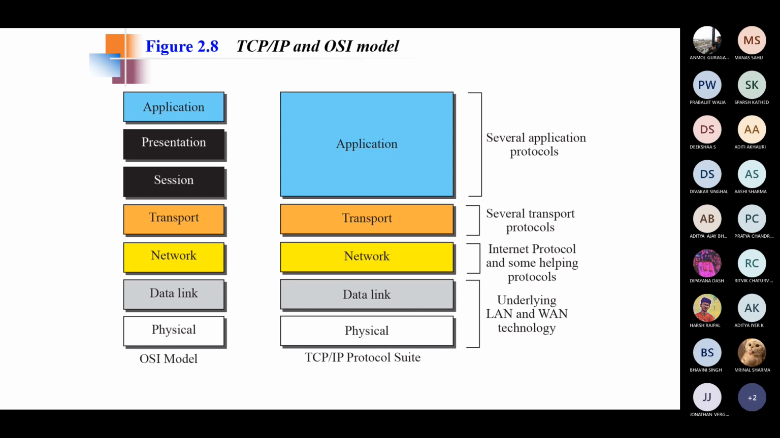And next, the application layer involves several application protocols like POP3, that is Post Office Protocol version 3, ICMP, Internet Control Message Protocol, SMTP, Simple Mail Transfer Protocol, and SNMP, Simple Network Management Protocol. All these protocols reside in the application layer.